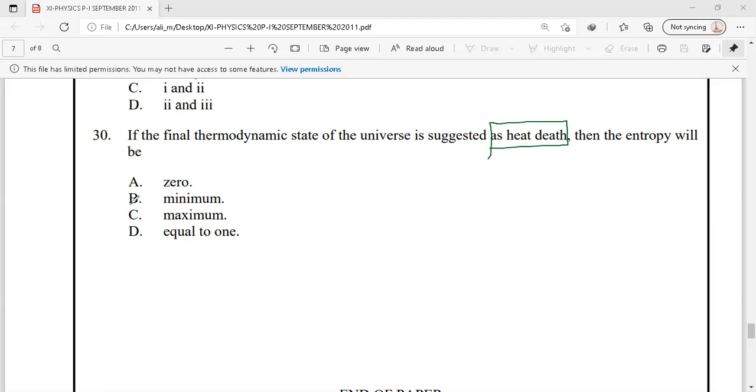Once this has happened, this means no more work can be extracted from the universe. Everything will be at the same temperature. So at this stage, this is known as the heat death, where no form of energy can be used to perform work. And at this stage, the entropy of the universe will be maximum. So option C is the right answer to this last question, that is question number 30.